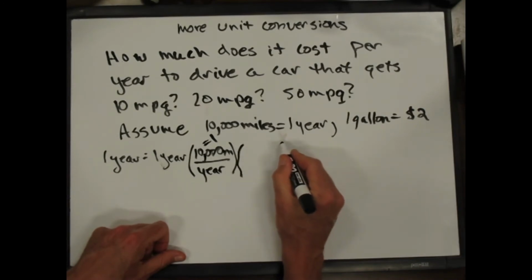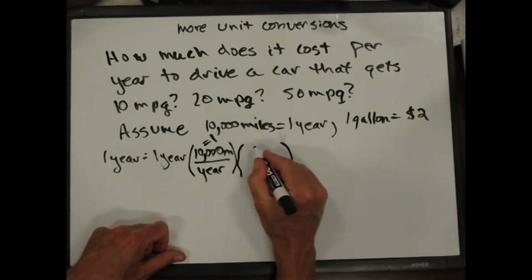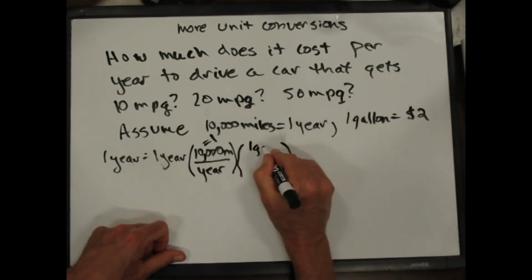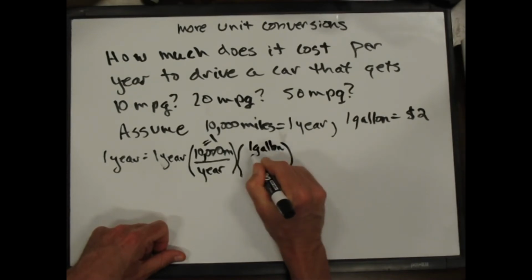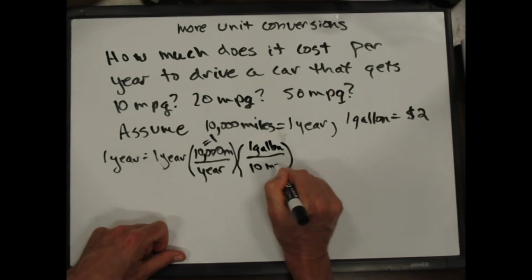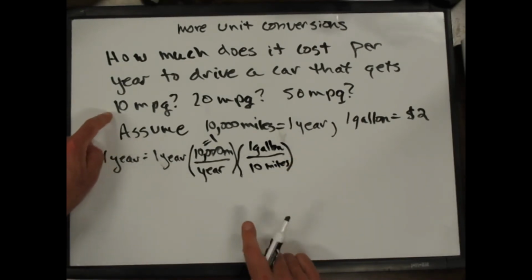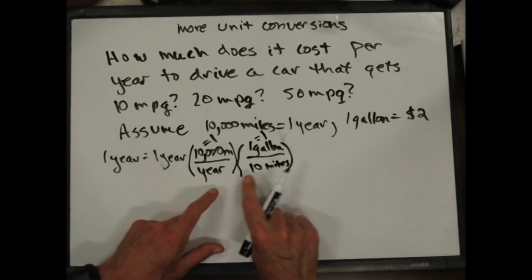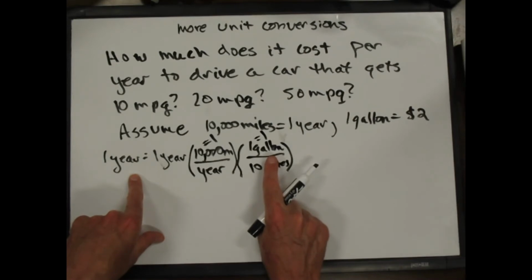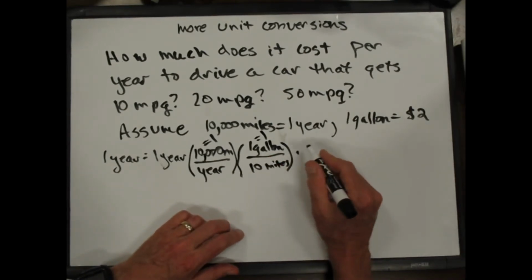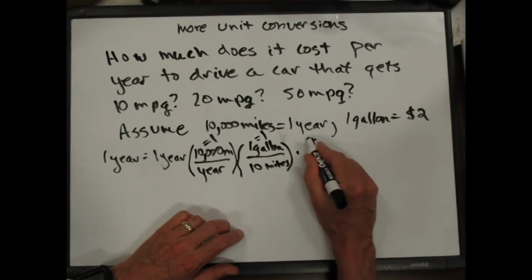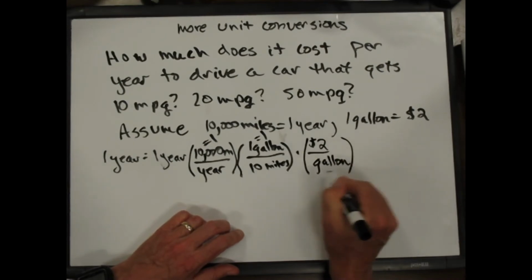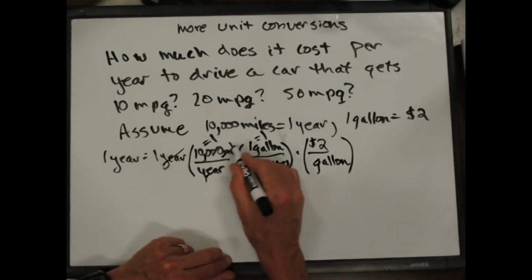And so I can convert this into gallons by saying 10 miles per gallon means that 1 gallon equals 10 miles for this car, right? 1 gallon of gas equals 10 miles. So this is another unit conversion. This is just equal to 1. And so now I've converted my year to gallons, right? And now I can say I want to convert gallons to dollars. And so I can say, well, this is $2 per gallon. Right? And so I cancel all my units that cancel.